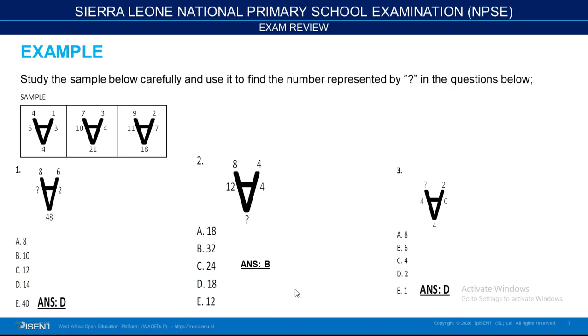Example: study the sample below carefully and use it to find the number represented by the question mark in the questions below. That is to say, this is the sample we have been given. We are going to study this and know what pattern is used here, and that particular pattern is what we're going to apply for these questions. Now, the logic is, there is no definite pattern that will be given. You have to determine. You will not be told what pattern has been used here, but you have to check and then be able to determine what's the pattern that they used.